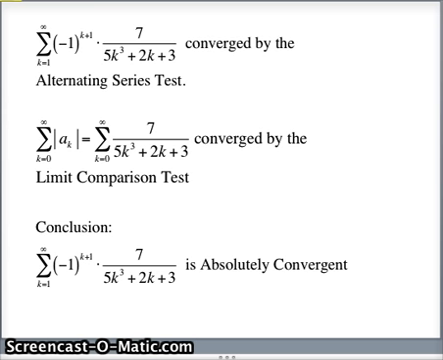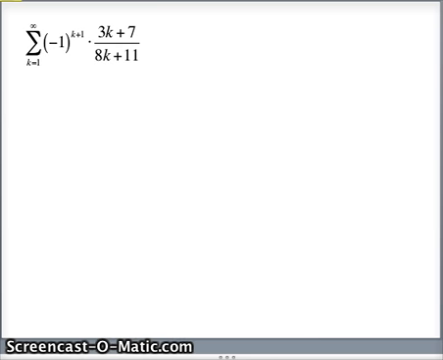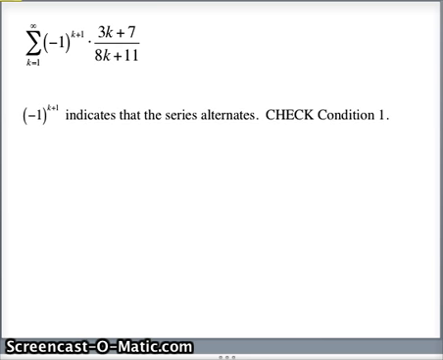Let's take a look at one more example. Sum of negative 1 to the k plus 1 times 3k plus 7 over 8k plus 11. It alternates. I see negative 1 to the k plus 1. Again, k starts at 1. 1 plus 1 is 2. Negative 1 to the 2 is 1. Negative 1 to the 3 is negative 1. Negative 1 to the 4 is positive 1, etc.